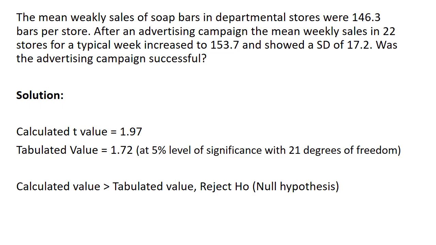So the calculated t value is going to be 1.97, whereas the tabulated value is going to be 1.75 at 5 percent level with 20 degrees of freedom. Since the calculated value is greater than the table value, we are going to reject the null hypothesis.